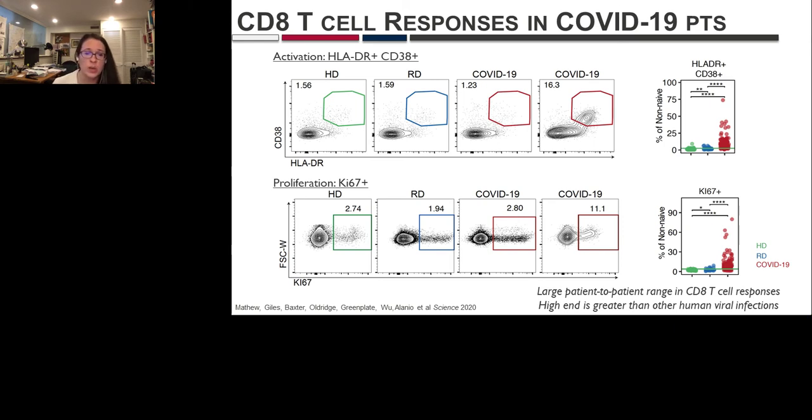And so this result was quite remarkable for two different reasons. One, there is a huge amount of patient-to-patient heterogeneity. So we had some patients with a very large response and some patients with no response at all. And also on the higher end of this activation spectrum, it was really much greater than what we typically see for other human viral infections.